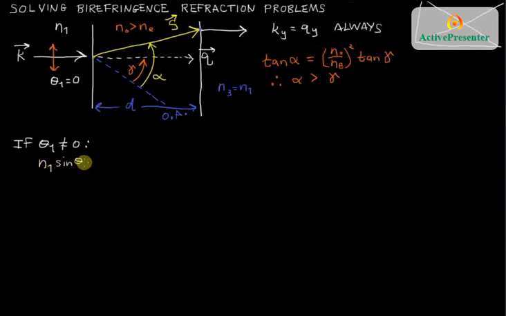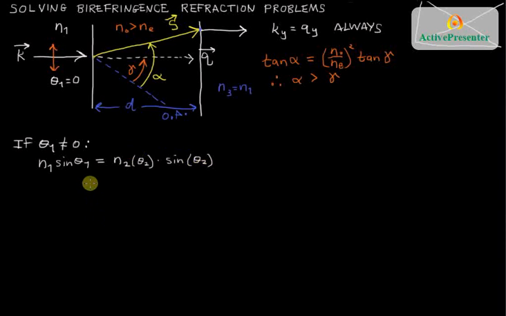n1 sine theta 1 equals n2, which is a function of theta 2, times sine of theta 2, where now instead of n2 being a known, fixed quantity, it's a function of angle, and we don't yet know ahead of time what angle it's going to refract at. So this becomes a problem that's a little harder to solve than it has been in the past.